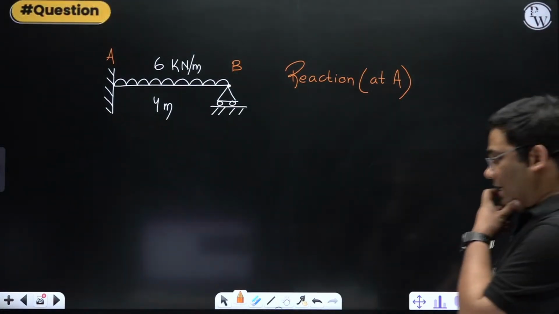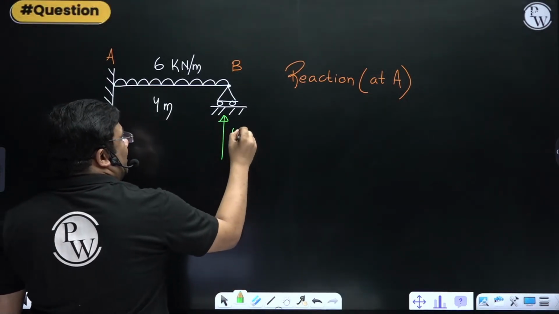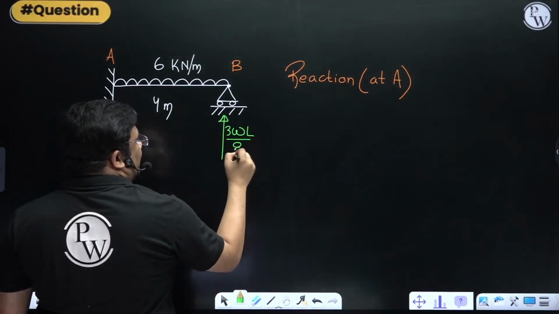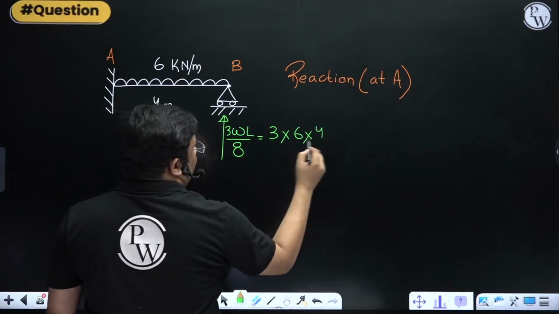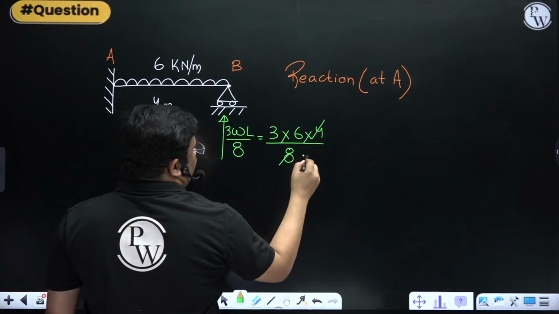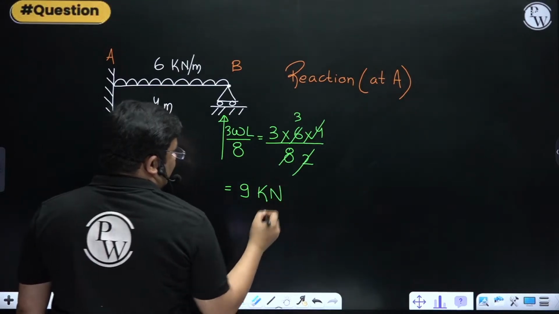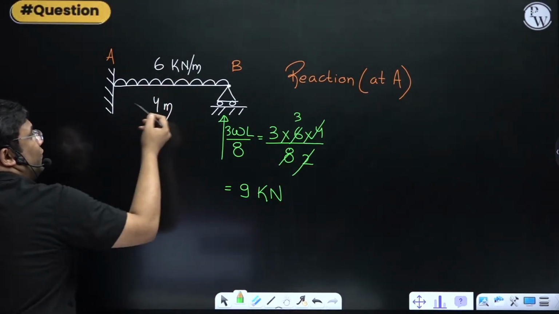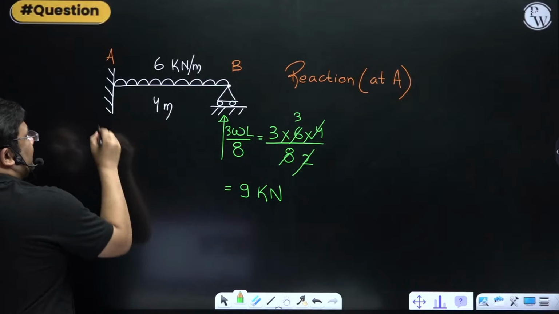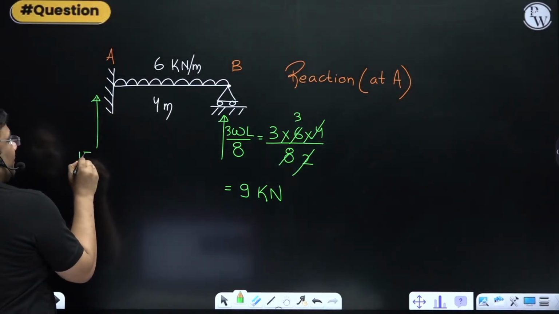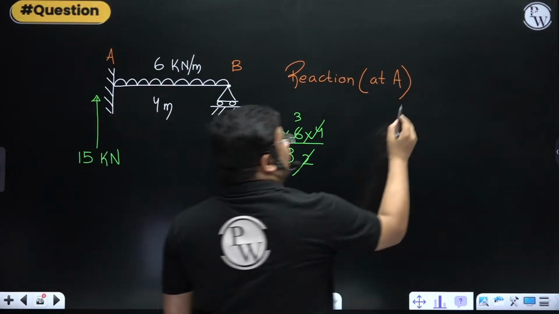How? You see, we can find out the reaction at B, right? What will be the reaction at B? I have just derived the formula: 3WL by 8. So it is 3, W is 6, L is 4, divided by 8. So this becomes how much? 9 kilonewton. Yes. Now total load is how much? Total load is 24, na? Yes, 6 into 4, 24. Here it is 9, so here it has to be 15 kilonewton, right? So reaction at A is 15 kilonewton.